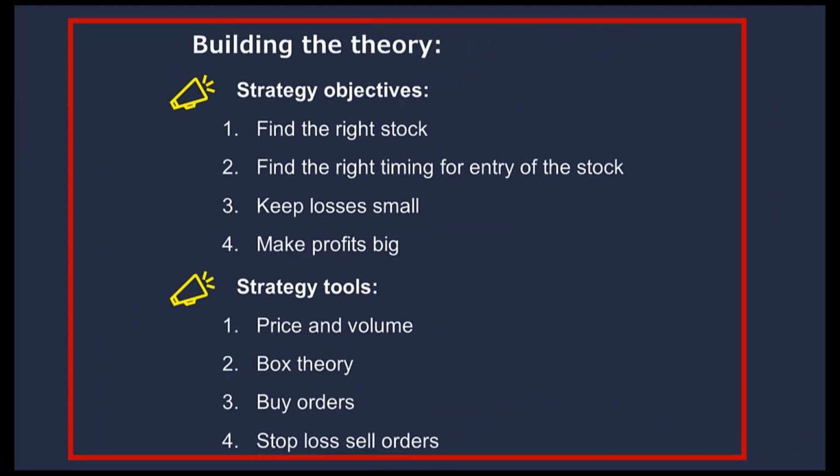So at this stage, if we drew a summary, paint a picture of what we learned so far, well, the strategy objectives of Darvas were to find the right stock, get the right timing for the entry on that stock, keep those losses small, make the profits big. And what tools did he have to do that? We had price and volume, his idea on box theory, and these orders that we've looked at, the buy orders and the stop loss sell orders.